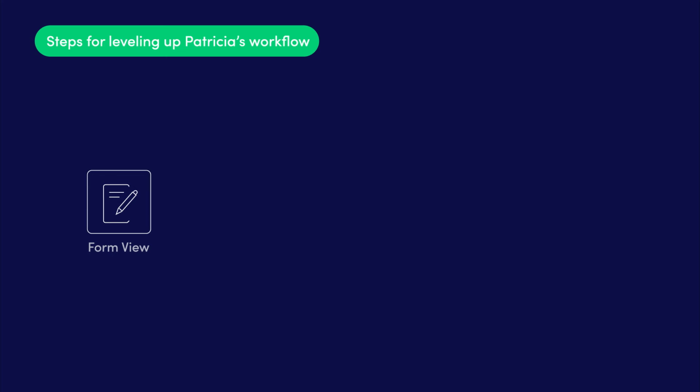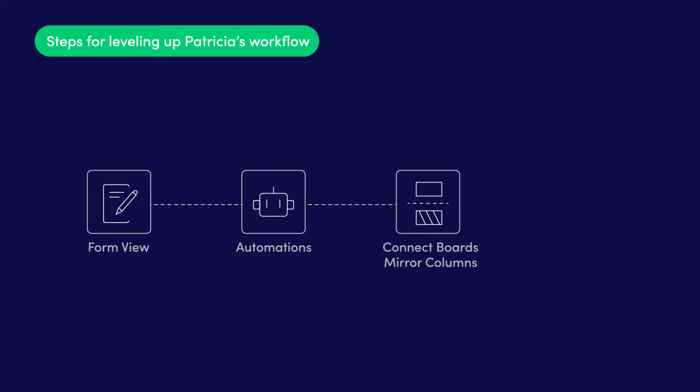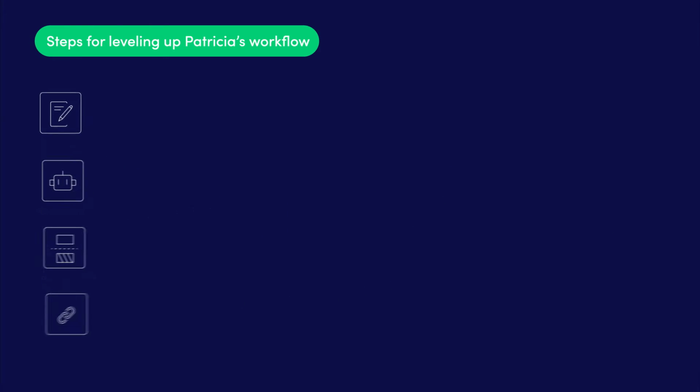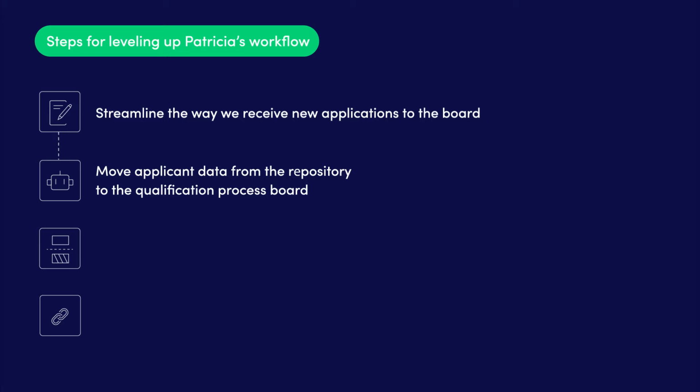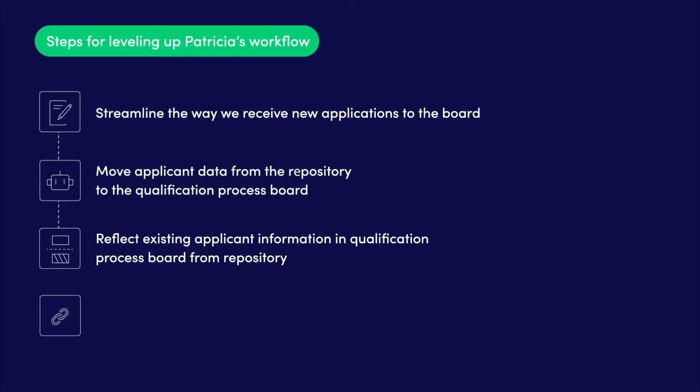Let's take a look at how we're going to level up Patricia's workflow. We'll be doing this in 4 steps. First, we'll streamline how new applications are added to the board using the form view. Next, we'll automate how applicants that enter the qualification process move from the repository to the qualification process board using automation. Next, we will discover how we can reflect existing application information in the repository to the qualification process board using the powerful connect boards and mirror columns. Finally, we will automate steps 2 and 3 using, you guessed it, the automations. Let's start with the first step.